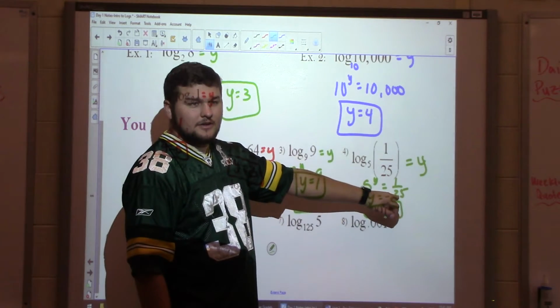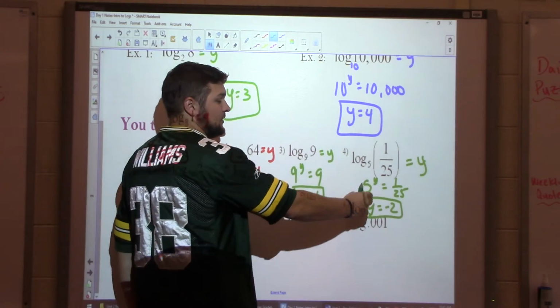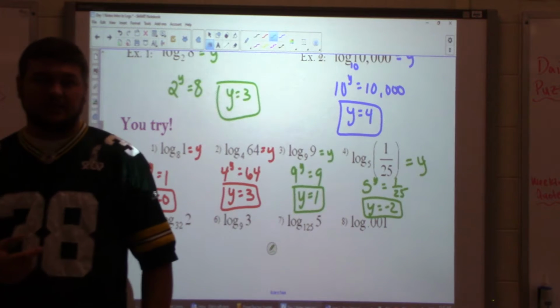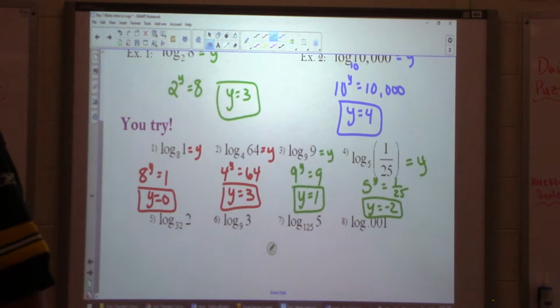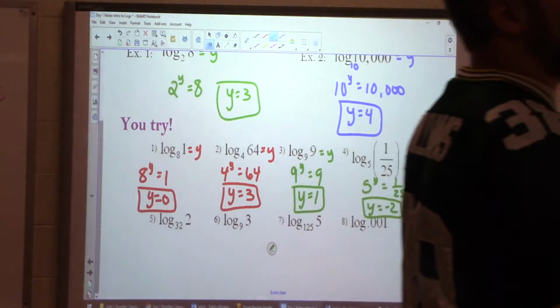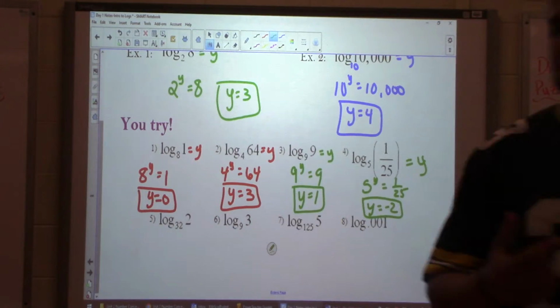So anytime you have a fraction, it's going to be a negative. Anytime we go from a whole number to a fraction, it's going to be a negative exponent. I might even write that on my paper. Anytime we go from a whole number to a fraction, it's going to be a negative exponent.